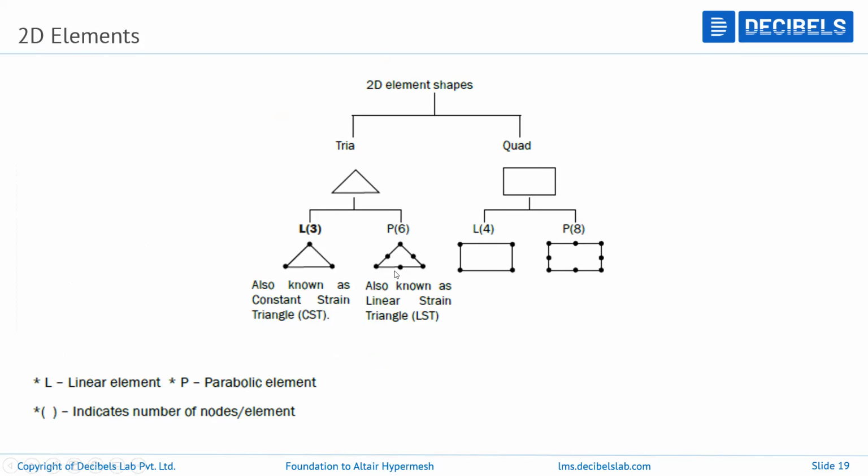These things we have learned in academics: linear triangular element or constant strain triangular element, or parabolic element, which we can also call a second order element. Second order element means between the corner nodes, there is an extra node in the middle. These are the different terminologies we use in the industry. Likewise for the quad, either a 4-noded or 8-noded element. These are the two basic shapes, triad or quad, available to create 2D elements.